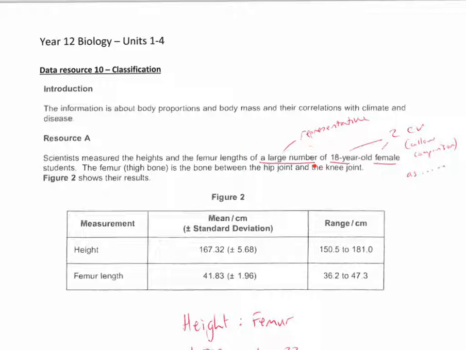A large number means it's a representative sample. And we've controlled two variables. We've got 18-year-olds and we've got female, and they allow comparison between the data. And why does it allow comparison? Well, because height and femur length could change if they were older or younger, or if they were male or female. So always link a control variable back to how it could affect what you're measuring.